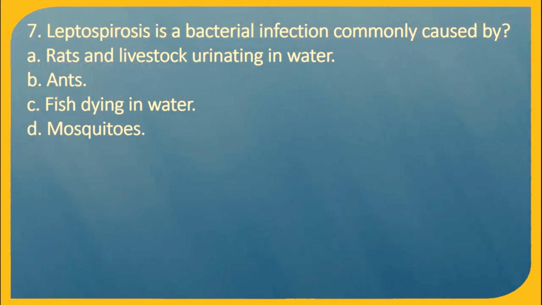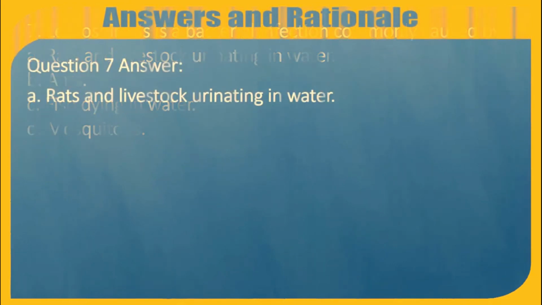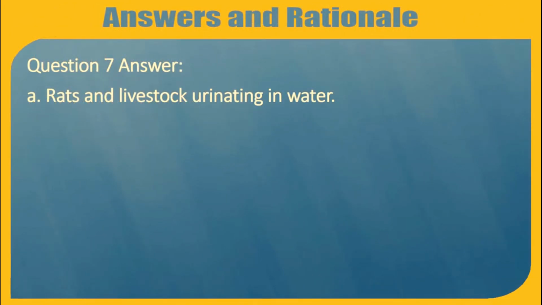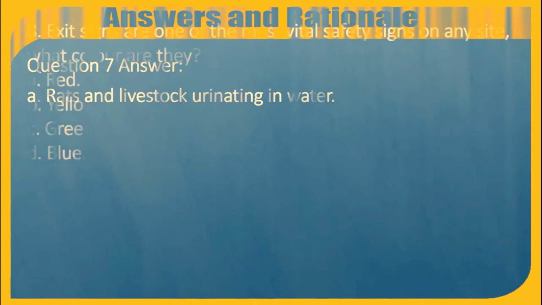Question 7. Leptospirosis is a bacterial infection commonly caused by A. Rats and livestock urinating in water. B. Ants. C. Fish dying in water. D. Mosquitoes. Question 7 Answer, A. Rats and livestock urinating in water.